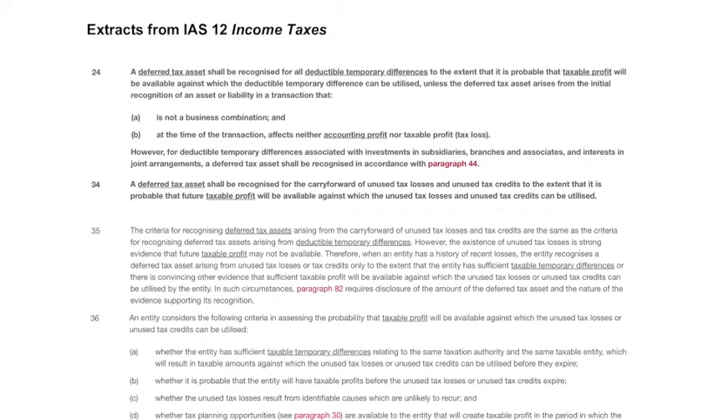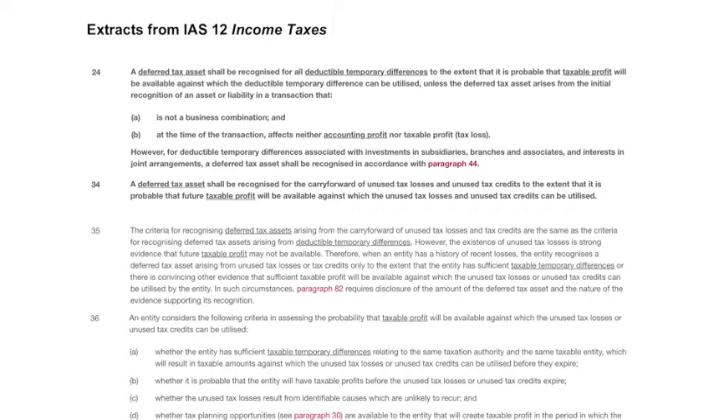So then in paragraph 36, an entity considers the following criteria in assessing the probability that taxable profit will be available against which the unused tax losses or unused tax credits can be utilized. Okay, so the criteria are as follows. You're going to look at whether there's sufficient taxable temporary differences relating to the same taxation authority and the same taxable entity, which will result in taxable amounts against which unused tax losses or unused tax credit can be utilized before they expire.